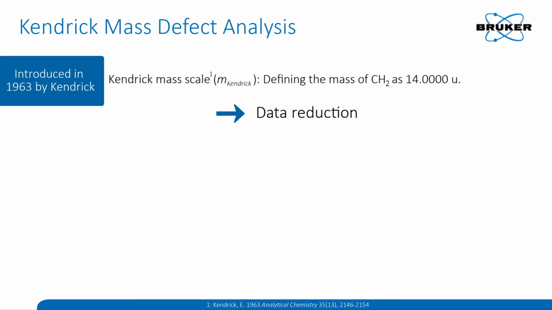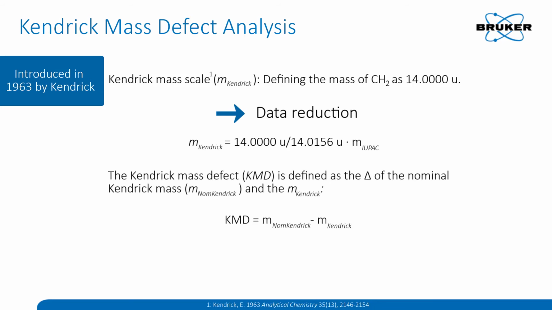In 1963, Kendrick himself published his idea how to reduce the complexity of petrolomics datasets. His idea was simple but very effective. He transformed the IUPAC mass scale by redefining the mass of CH2 to exactly 14. This had the effect that compounds that solely differ in CH2 repeating units are having the same mass effect.